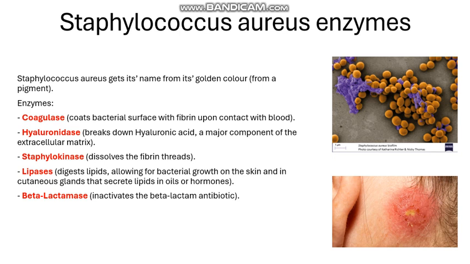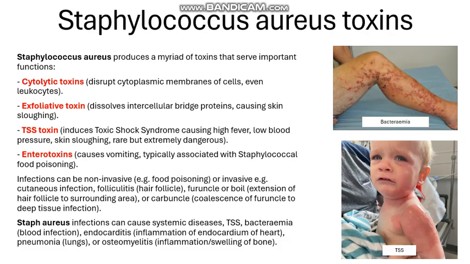They also produce lipases, which digest lipids, allowing for bacterial growth on the skin, and in cutaneous glands that secrete lipids in oils or hormones. And finally, beta-lactamase, which inactivates the beta-lactam antibiotic, giving Staphylococcus antibiotic resistance.